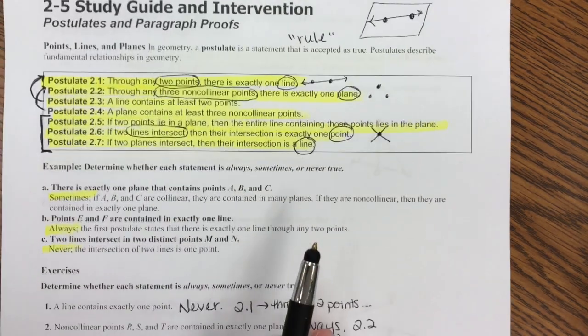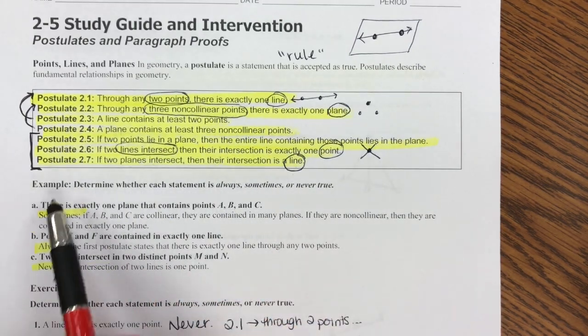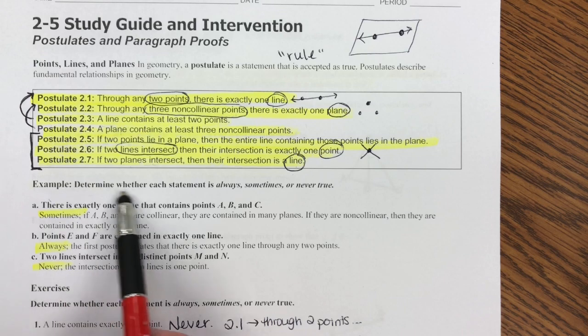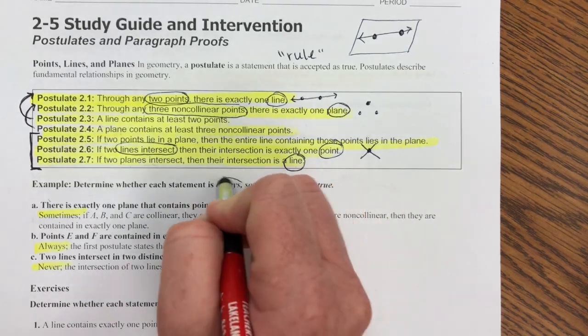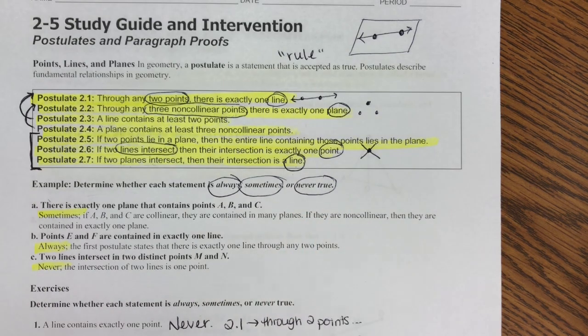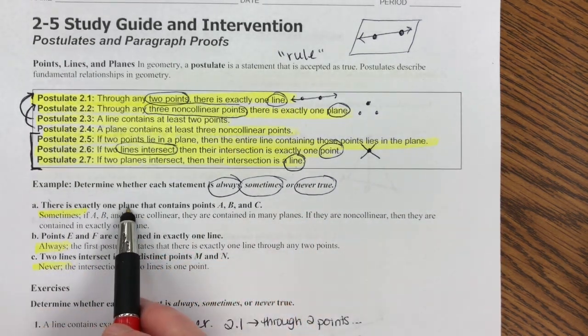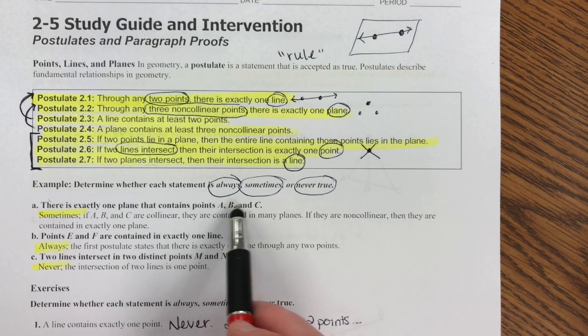They're on this paper. This paper is on Schoology here, so you can pull that up. All right, example, determine whether each statement is always true, sometimes true, or never true. And I started filling them out. So they gave you a few examples. There is exactly one plane that contains points A, B, and C.